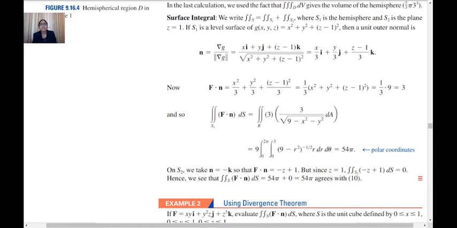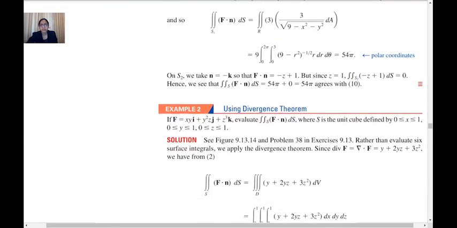First we shall evaluate the triple integral of the divergence of F, and then we have to evaluate the surface integral. So in this case we divided our region into two surfaces, one consisting of the hemisphere and the other the plane z equal to 1.